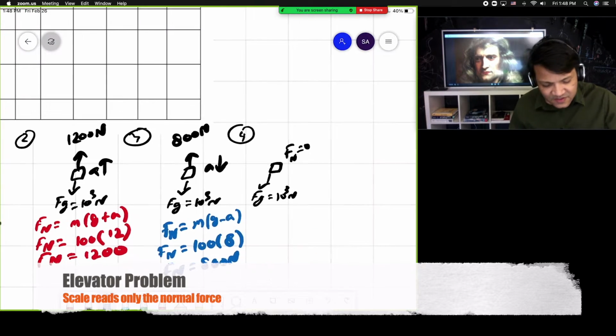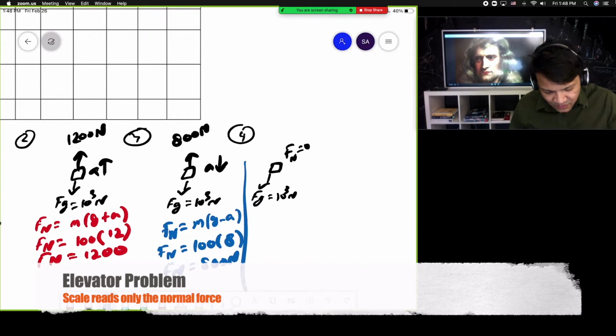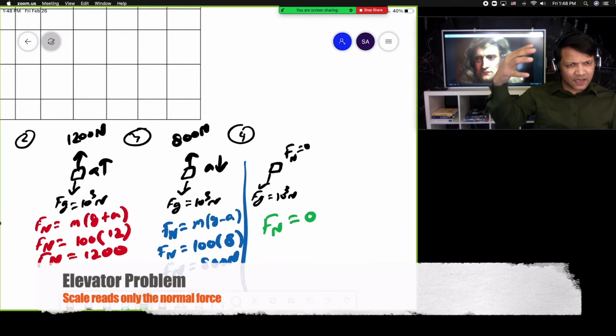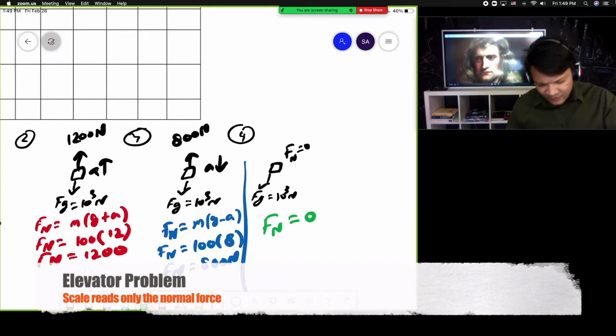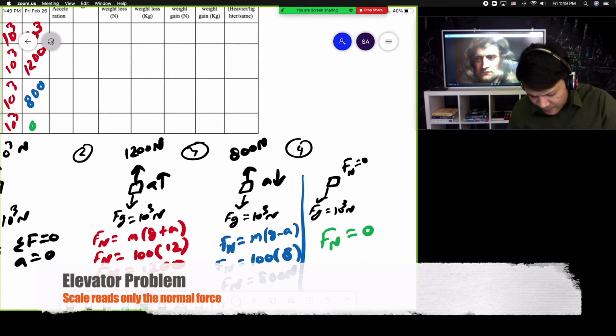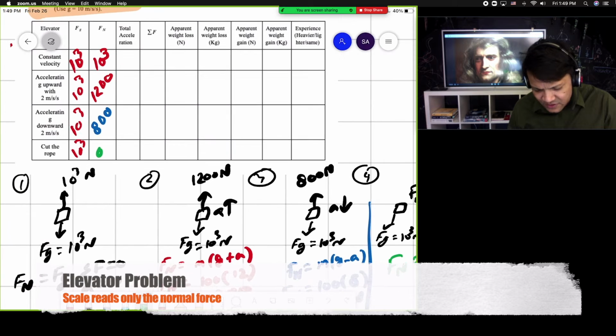For this one, Fn is 0. Why is Fn 0 this time? Because someone cut the rope, and the elevator is in free fall. When the elevator is in free fall, Fn is 0.